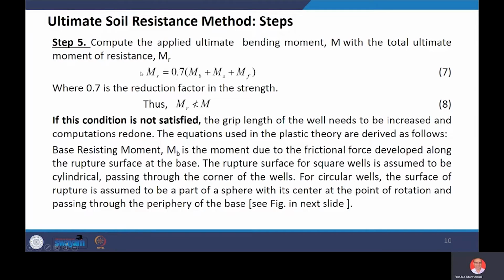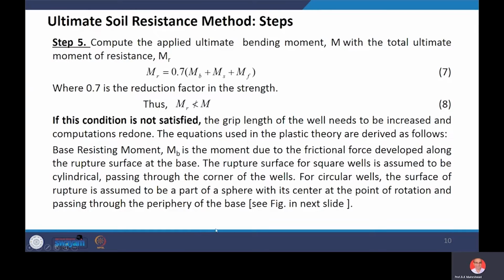And so you get the total value of resistance moment Mr, and this Mr should not be less than the applied moment, or you can say that the applied moment should not be greater than Mr. So we need to apply this check also, that the value of Mr should not be less than M. And if this condition is not satisfied, in that case the grip length of the well needs to be increased and the computation is redone.